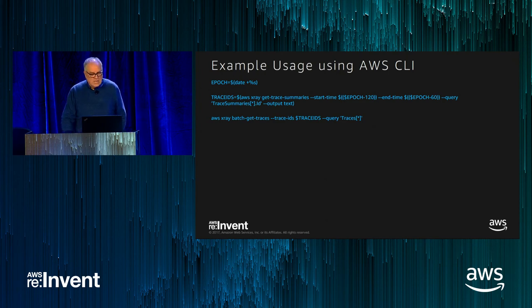We set our time again. We make a call to the get trace summaries API with a start and end time, and the trace summaries asterisk dot ID, that's actually an AWS CLI construct that basically allows you to pull information out of the JSON that gets returned. So in this particular case, we filter it to only be the trace ID. So what gets put in the trace IDs variable is just a list of trace IDs that meet this criteria, in this case, just the time window.